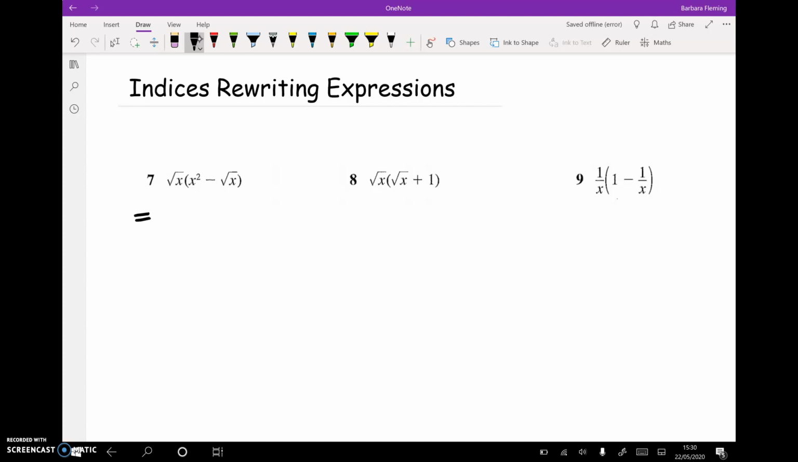Starting off with this first one, we've got the square root of x, and then in your bracket you've got x squared, take away the square root of x. So first of all, let's change these roots into powers. So you've got x to the power of a half, square root of x is the same as x to the power of half. X squared remains the same, minus x to the power of a half again. And then you expand this bracket as you would normally.